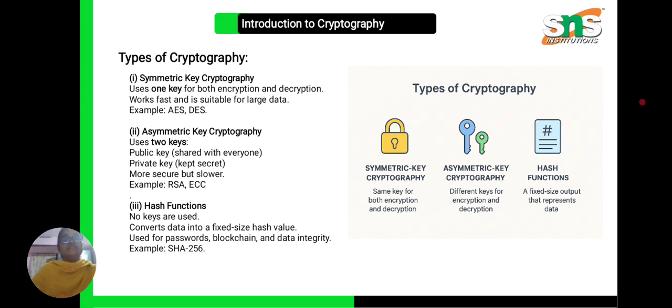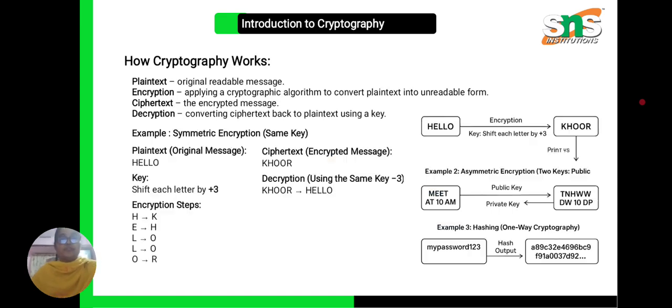Let us now discuss the types of cryptography in this slide. Cryptography is broadly classified into three types: symmetric key cryptography, asymmetric key cryptography and hash functions. In our next video, let us discuss all these types in a detailed manner. Before that, let us discuss how cryptography actually works.